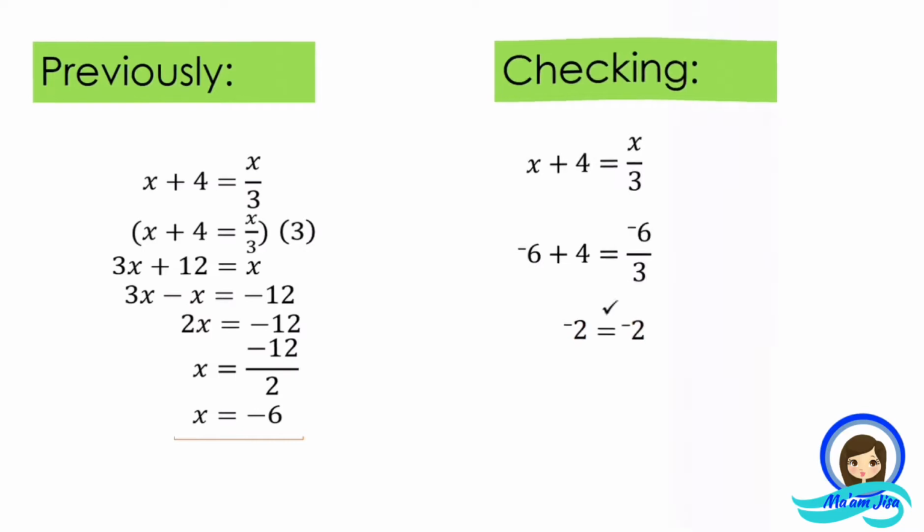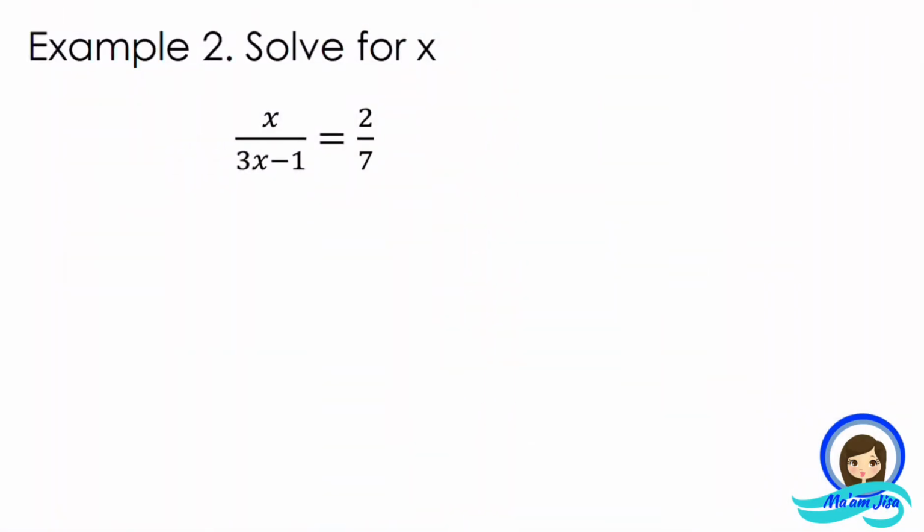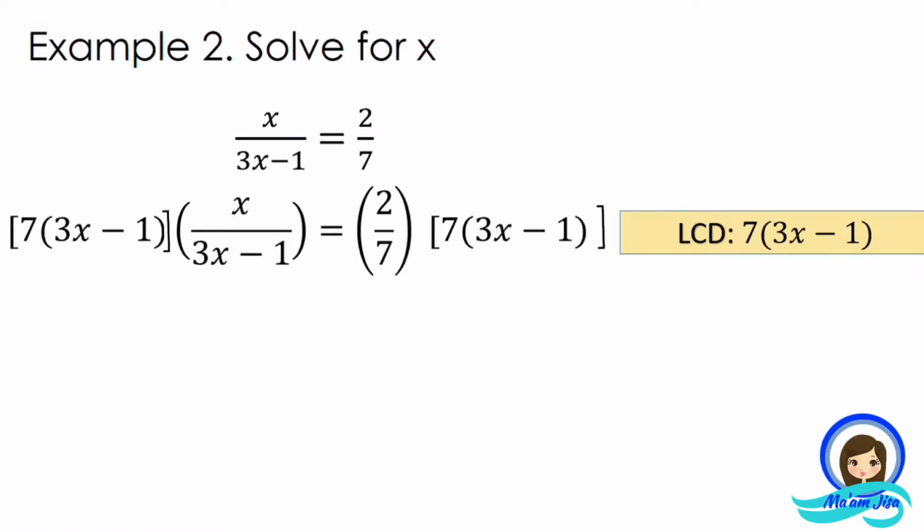Let us have our second example. x over 3x minus 1 equals 2 over 7. The LCD in this equation is 7 times quantity 3x minus 1. The same process, multiply both sides of the equation by the LCD. Since 3x minus 1 over 3x minus 1 is just equal to 1, you may just cancel it directly, and thus 7 and x remain.